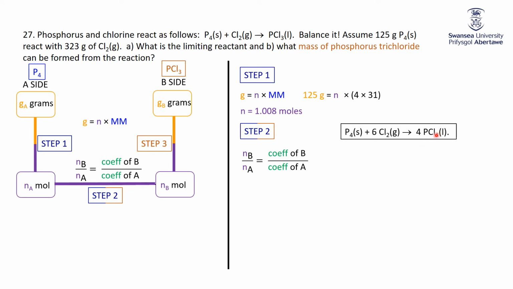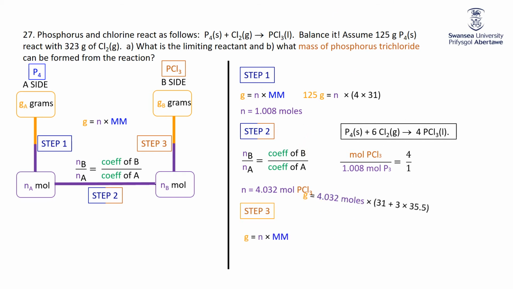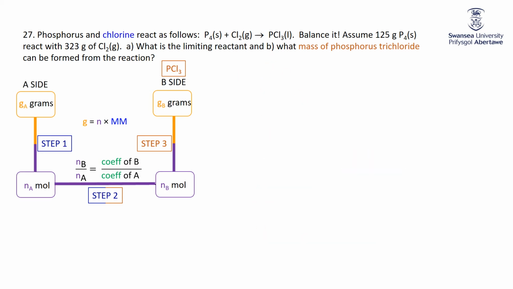Coefficient of the PCl3 is 4. Coefficient of the P4, which is what we're interested in, is 1. Let's pop all that in. And we have enough P4 to make 4.032 moles of PCl3. Knock off the step 3 just because we can. And that's enough to give us 554 grams of PCl3. So the first part: we've got enough P4 for 554 grams of PCl3. Now let's flip and make Cl2 the A side.